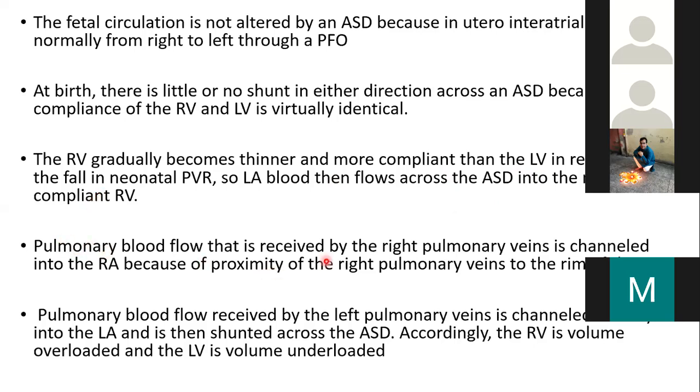So the pulmonary blood flow that is received by the right pulmonary veins is channeled into the right atrium because of the proximity of the right pulmonary veins to the rim of the ASD. That is Ostium secundum type ASD. So have you understood this point? That in an ASD patient, if we are getting a wide split S2 and if we are getting a flow murmur across the tricuspid valve, then it is a hallmark of left to right shunting. Okay. Point just spoke just now. Because RV is more compliant, there is definitely a left to right shunting if you are getting a mid-diastolic murmur at the tricuspid area.